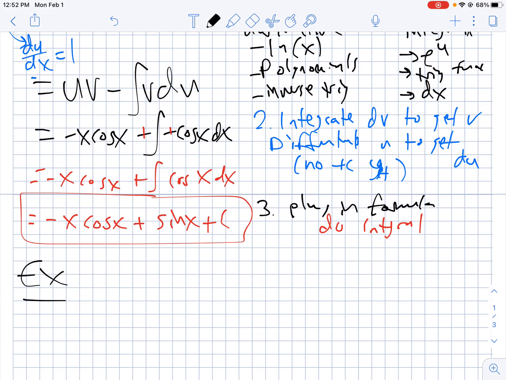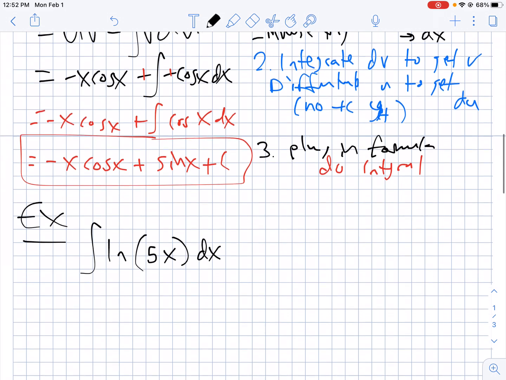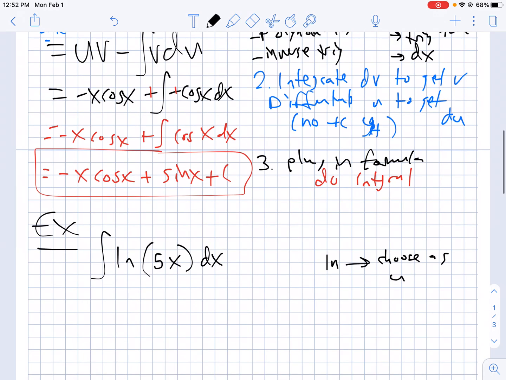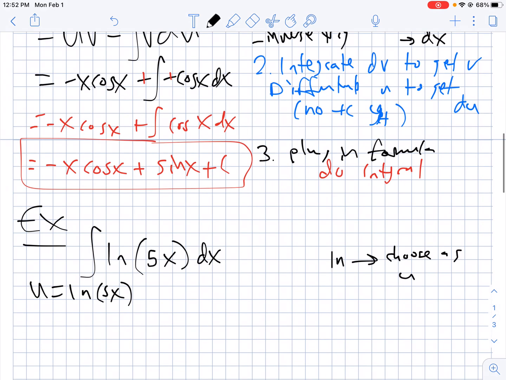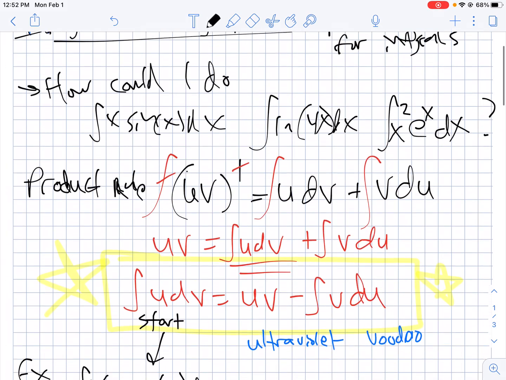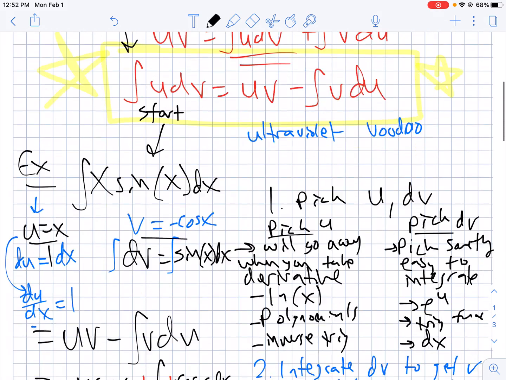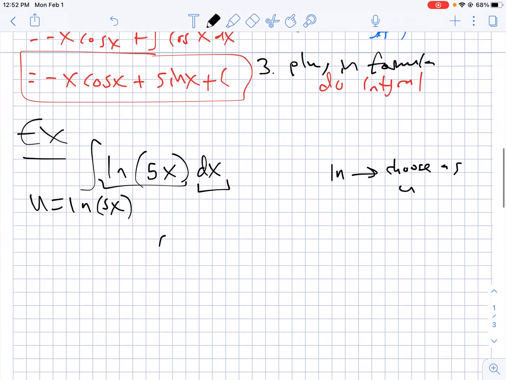So the next problem, let's say you want to integrate natural log of 5x dx. Now, this one's a little trickier, but if you see an ln, always choose that to be your u. So I'm going to pick my u in this case to be just the natural log of 5x. Then what do we have left? Remember, we're always starting with the u dv, the left side. The dv I'm going to pick is just dx. There's nothing else that I really have left here.